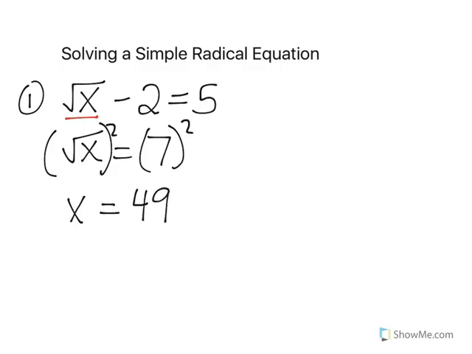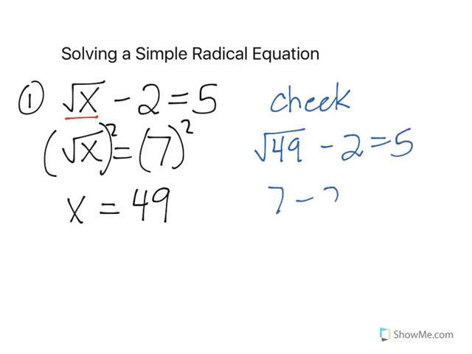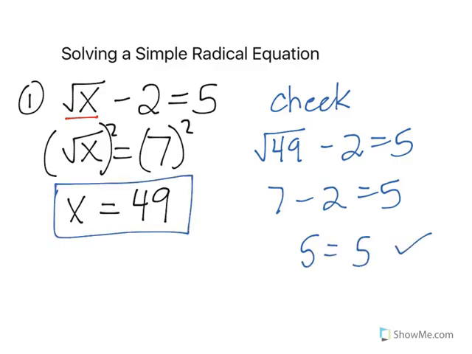So now we should check. Square root of 49 minus 2 equals 5. 7 minus 2 equals 5, and we get 5 equals 5. Good. So x equals 49 is our solution.